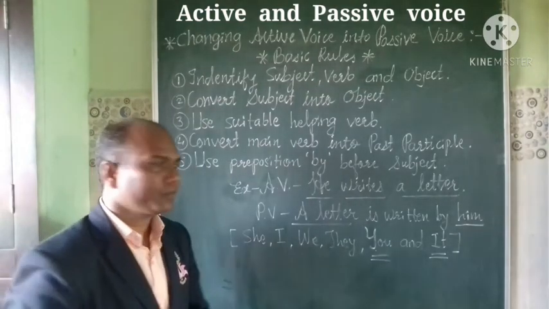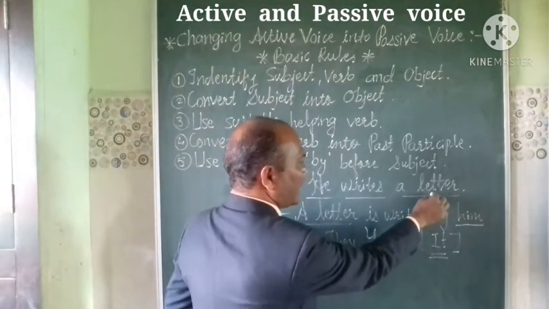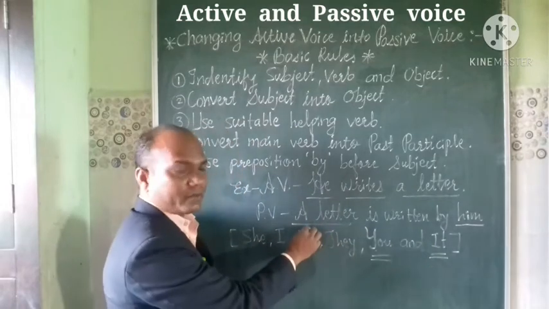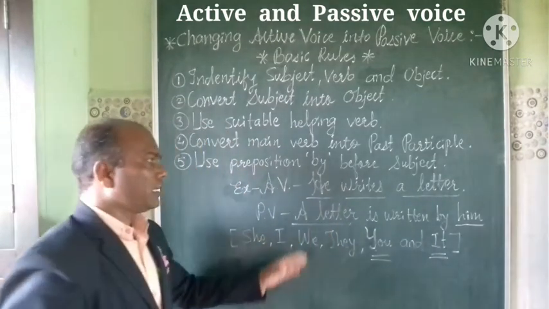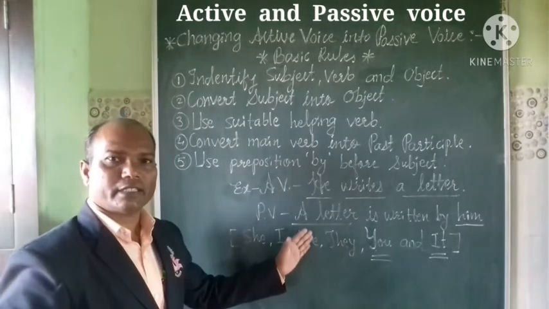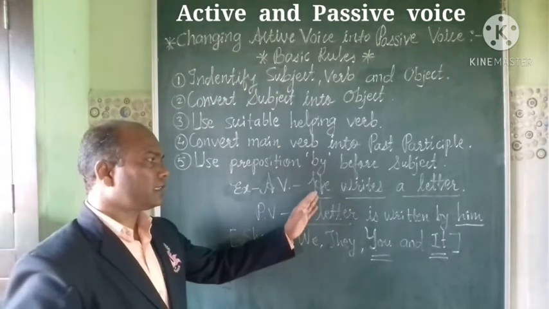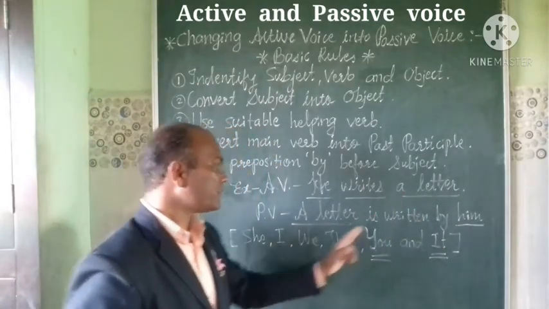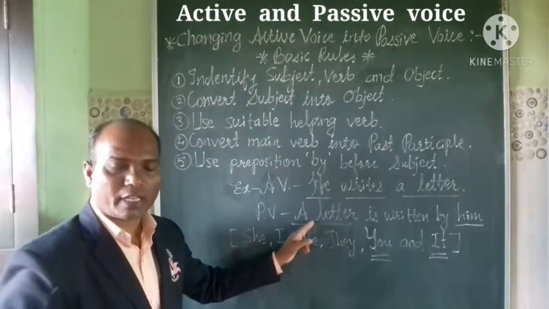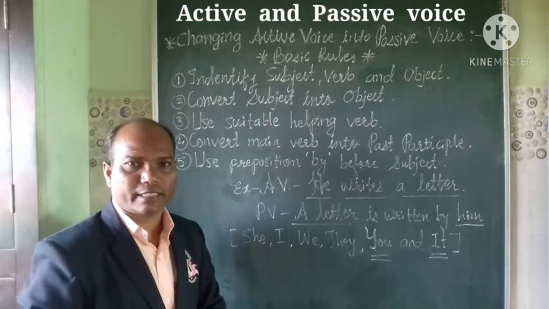So dear students, here the object, a letter, becomes the subject. A letter is here a subject. In this way we have to change the places. The subject becomes the object and the object becomes the subject. Now let's see the next step.